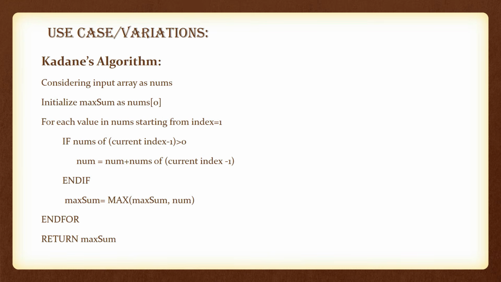Kadane's algorithm uses dynamic programming. It is similar to the greedy algorithm with one difference. Instead of storing the current sum in a separate variable, we will update our input array.